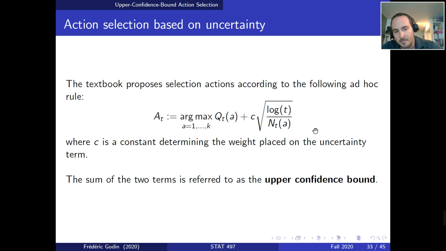Okay, so this quantity here inside the Rmax, it's known as the upper confidence bound. It's not a confidence interval in the statistical sense, but still this expression is called an upper confidence bound. So you try to select the action which maximizes that upper confidence bound, and this bound not only considers the estimated value of an action, but it also considers its uncertainty.